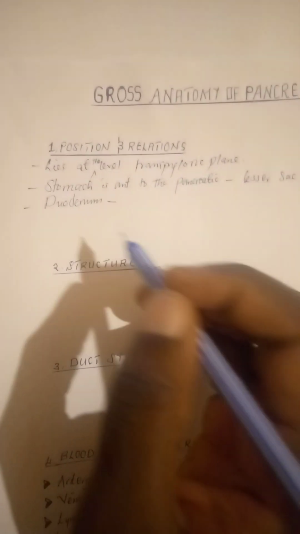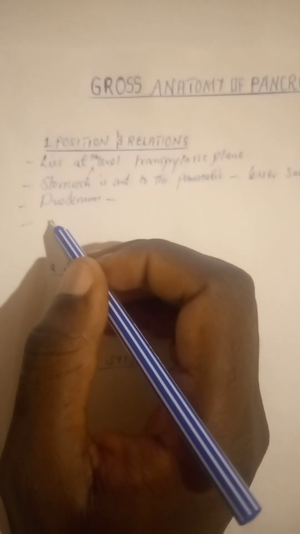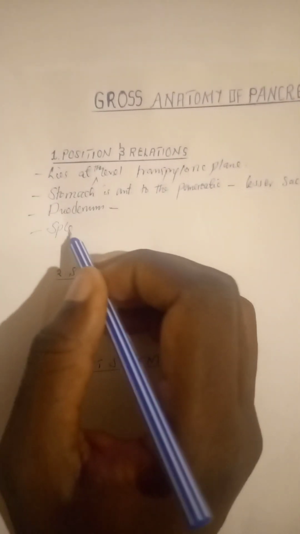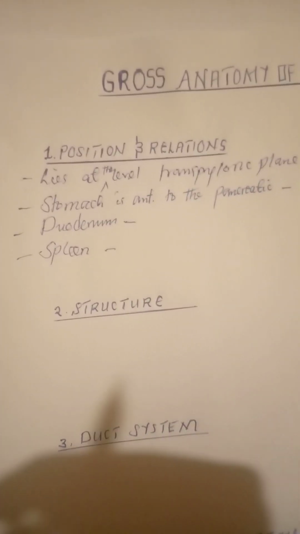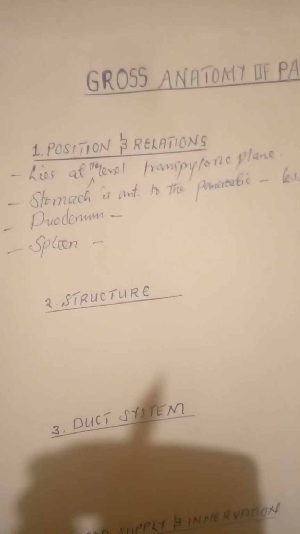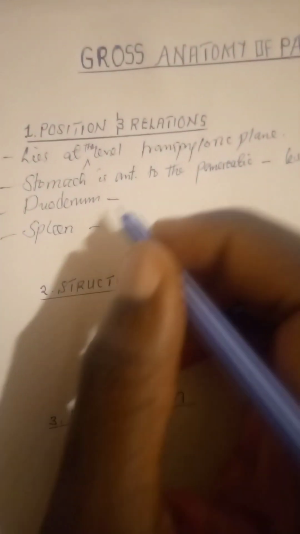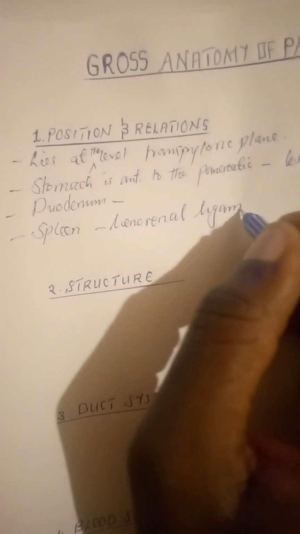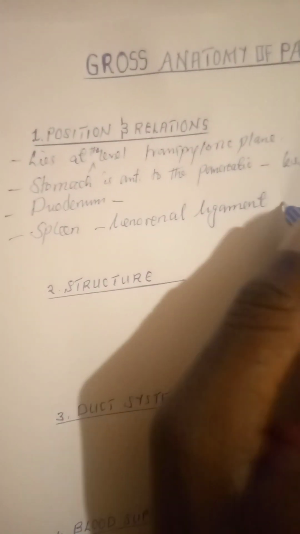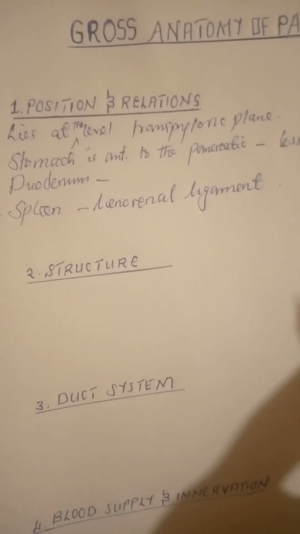The other organ which we need to take note of is the spleen. The spleen lies posterior to the pancreas and it is connected to the pancreas by the lienorenal ligament. So this ligament connects the pancreas to the spleen.